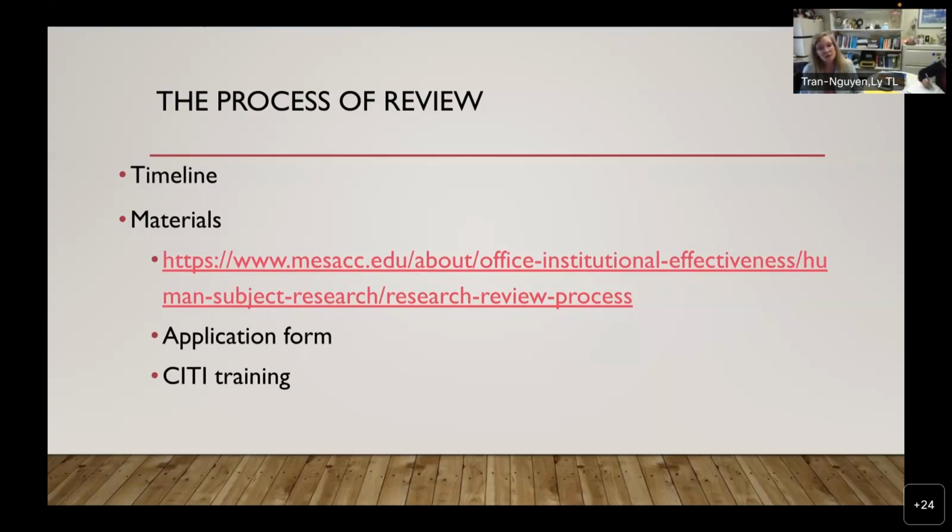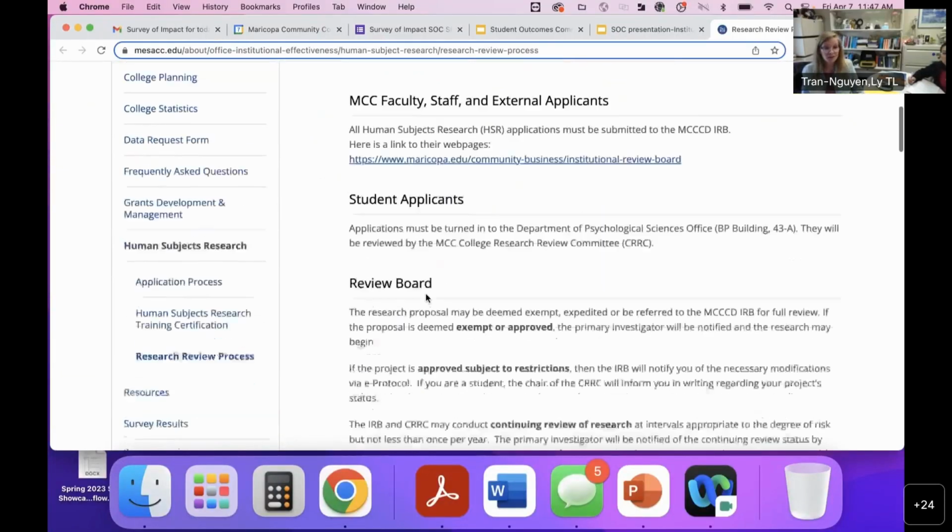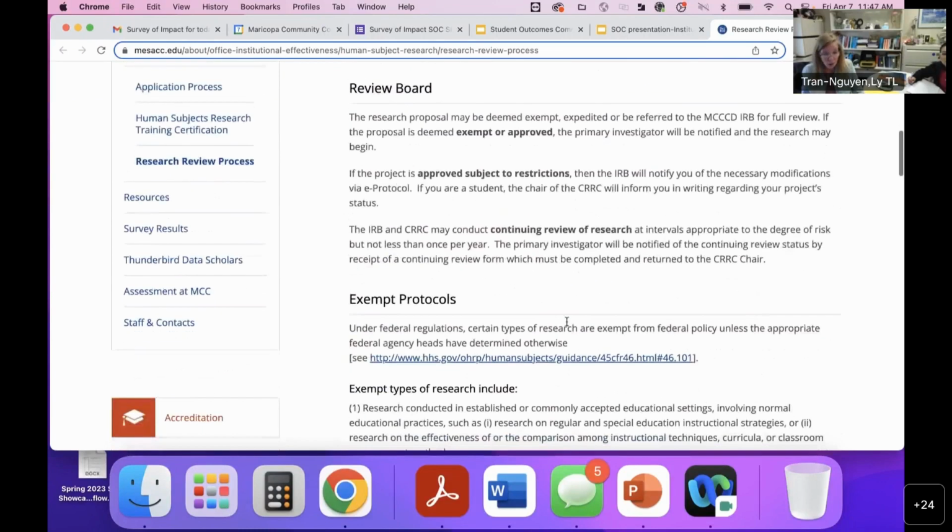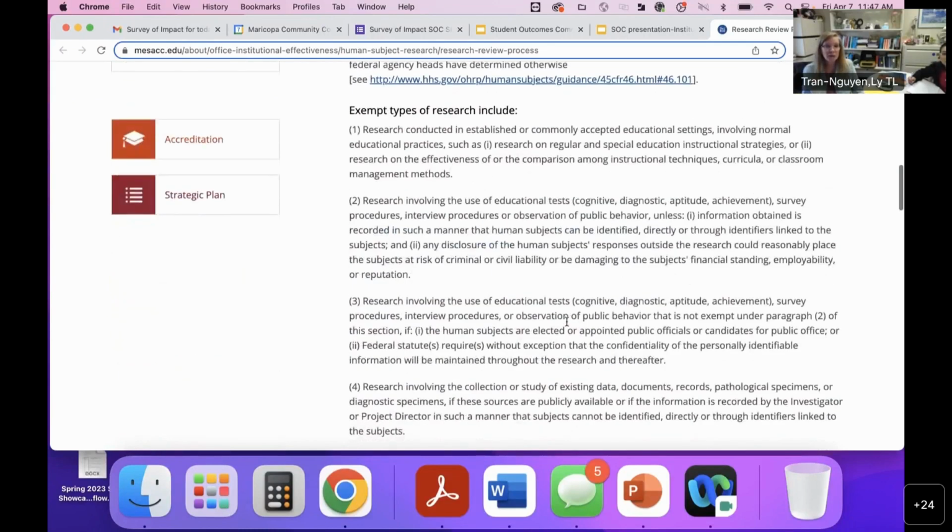The other thing you need is some materials. And if you could go to this link, I'll show you what the materials would be. You need to submit 2 things. You need to submit an application form, and you have to complete a training.